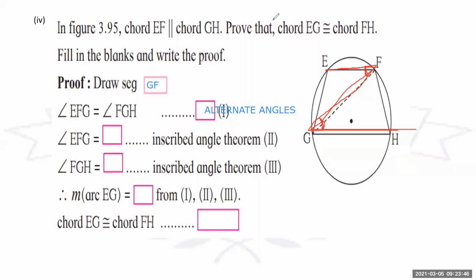The next is angle EFG equals angle FGH. Arc EG, check, inscribed angle theorem. Measure of inscribed angle is half of arc EG. Half of arc EG. Wait, I'll write that.